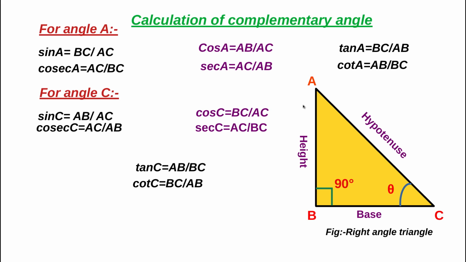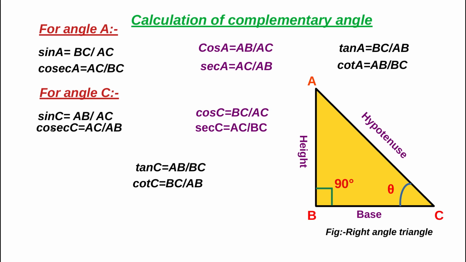Now here the ratio of sin A is BC by AC, and we know that cosec A equals 1 by sin A, which is AC by BC. Now cos A equals AB by AC. So sec A equals 1 by cos A, which is AC by AB, and tan A equals BC by AB, height by base, and cot A equals 1 by tan A, which is AB by BC. Now we calculate for angle C, the acute angle C.